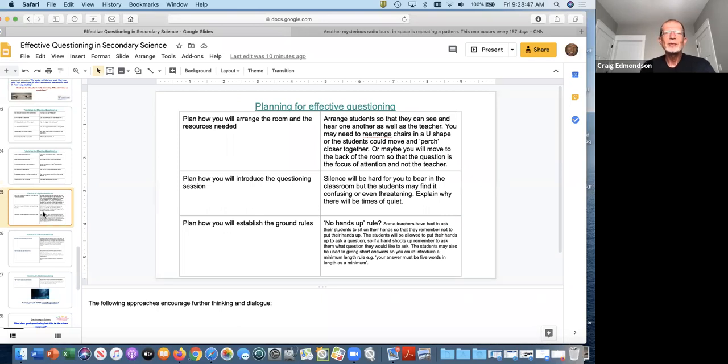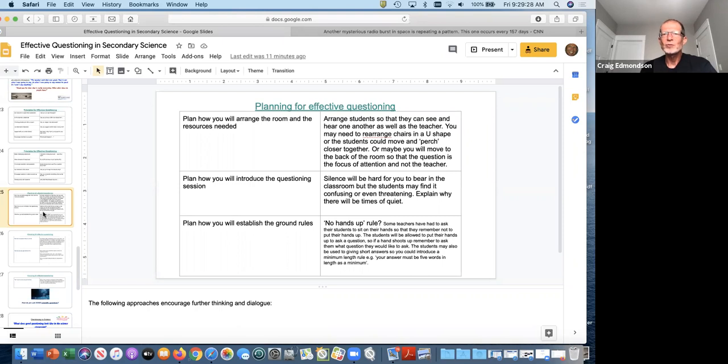Okay. Plan how you will arrange the room and the resources needed. Okay. I mentioned this before, a U-shaped pattern or some sort of conference style, a box, something that opens up the classroom. Arrange students so they can see and hear one another as well as the teacher. You may need to rearrange chairs in a U shape, or the students could move and perch closer together, or maybe you will move to the back of the room so this question is the focus of attention and not the teacher. Yeah, I very seldom stay at the front of the room in presenting PD, or even in the classroom.